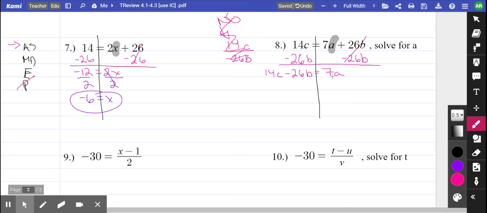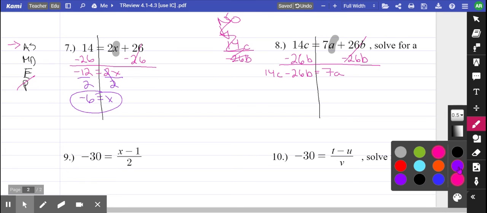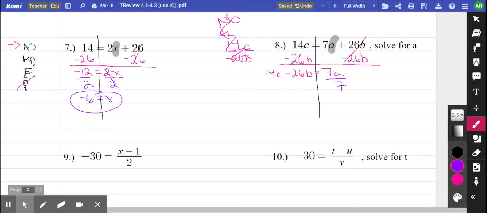Now we got to get rid of this 7 here. So just like the 2, it's being multiplied to that a. So to get rid of it, we got to divide 7 on both sides. But remember, when we divide with a literal equation, we have to divide the entire side. I'm sorry, the left side here. So we are left with this a. So now we have 14c minus 26b all over 7. Write it how you say it. With dividing, you can just kind of copy and paste. That's kind of the nice thing about dividing. All over 7.